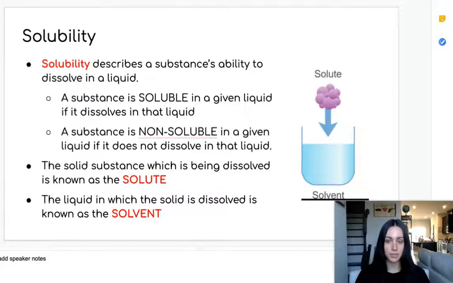Now, some vocabulary to know when talking about solubility. There are 2 substances involved when testing solubility. There are the solid that goes into the liquid and the liquid in which the solid is placed. The solid, or the substance that is being dissolved in the liquid, is what we call the solute. The liquid, or the substance that the solid is being placed in, is called the solvent. Something worth mentioning here is that water is one of the most common solvents. In fact, so common that we call it the universal solvent.